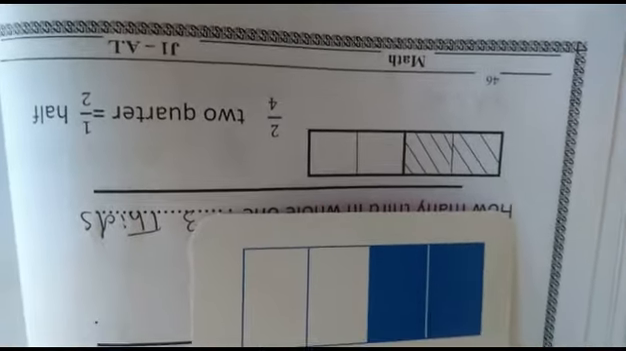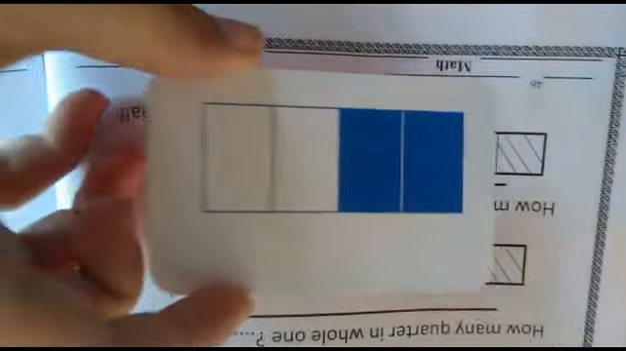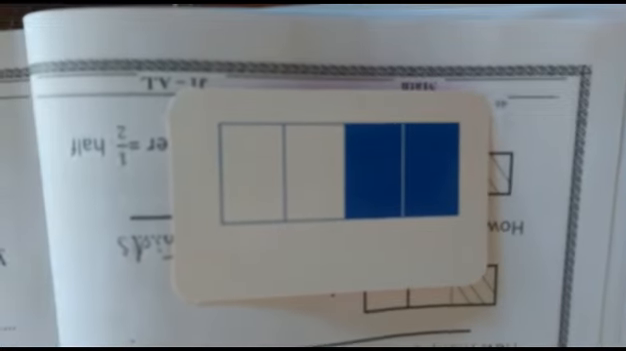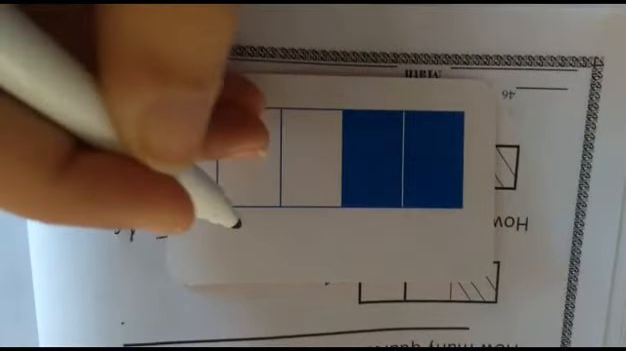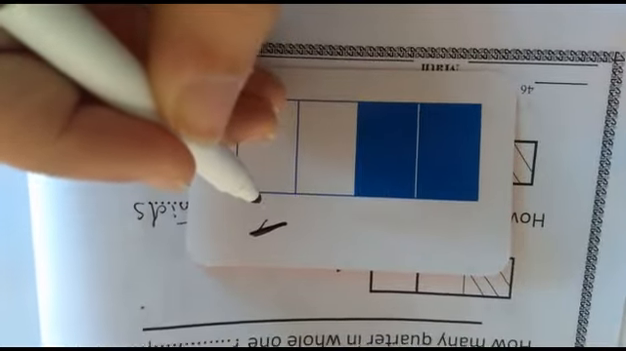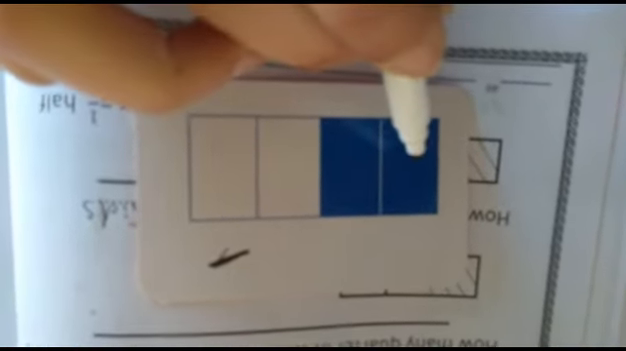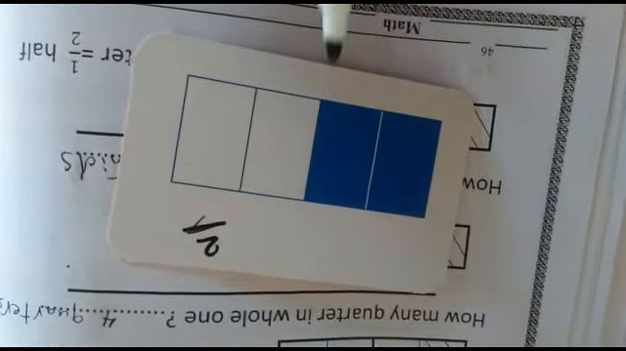The last one here, Junior 1, I have whole 1, and I divide it into how many parts? 1, 2, 3, 4: 4 parts. But now I want to represent the colored part by a fraction. I will write the fraction line, and up the number of colored parts. How many colored parts? 1, 2. I will write up 2 and down the number of all parts. How many parts here? 1, 2, 3, 4.